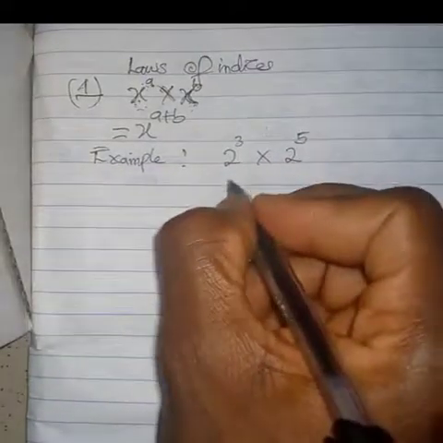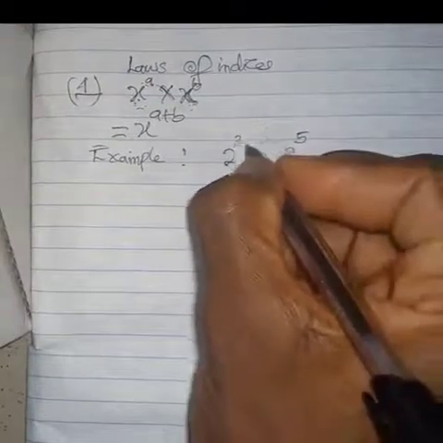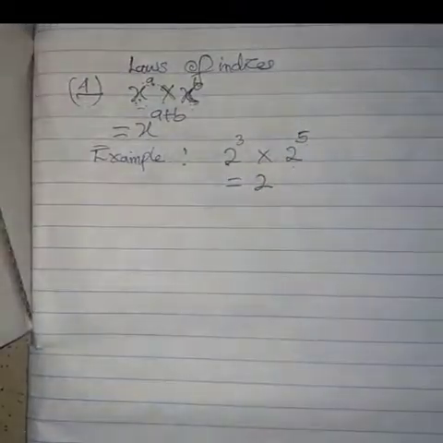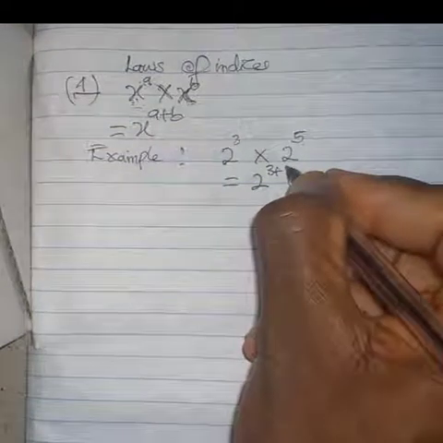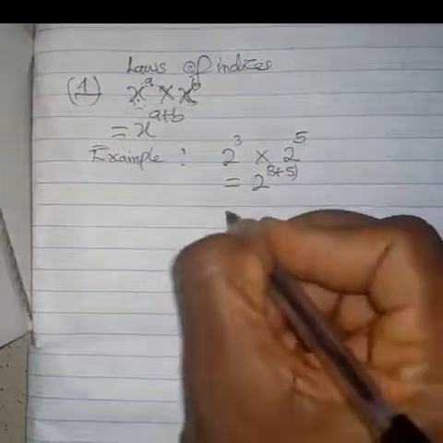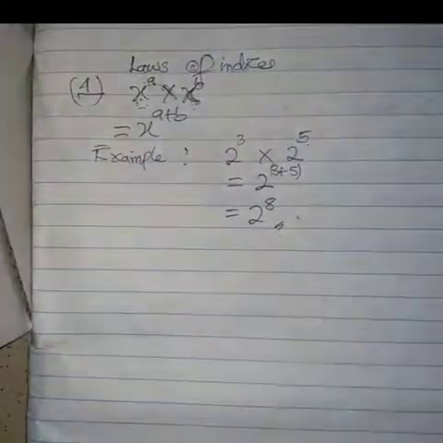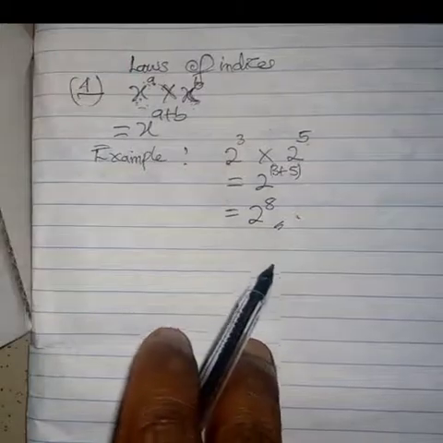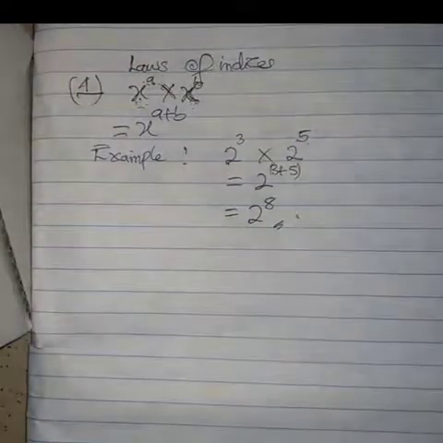All you just need to do is pick one of these, which is 2, then add up the powers, so you have 3 plus 5, and you end up with 2 raised to power 8. It's as simple as that. Now 2 raised to power 8 can also be further expressed. That is 2 times 2 times 2, you have 8 of it.